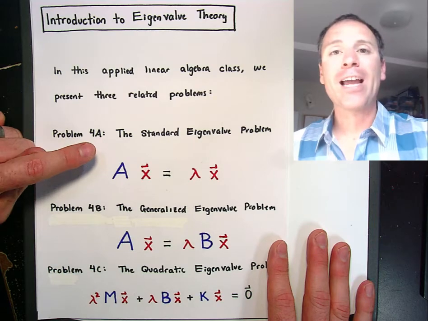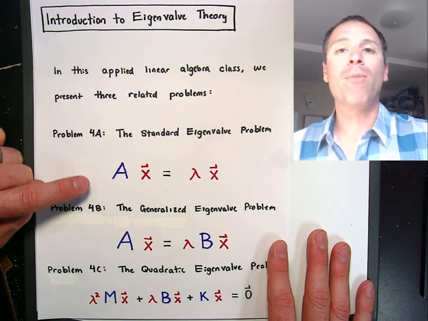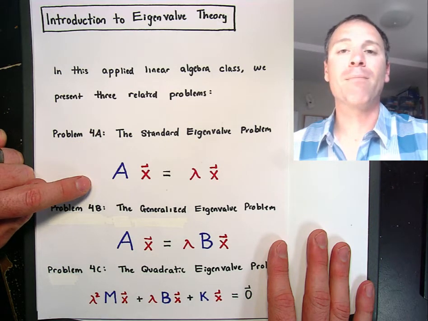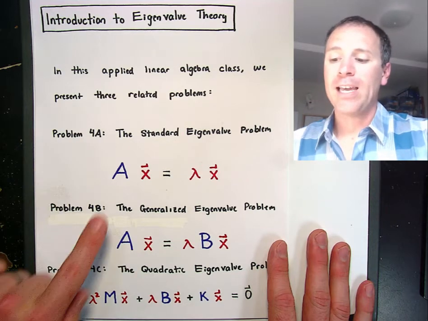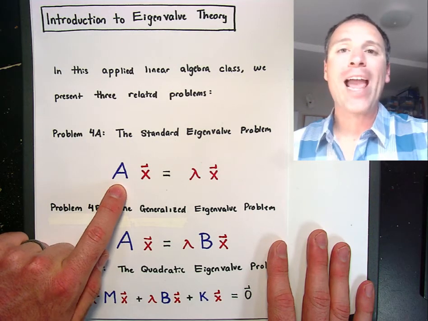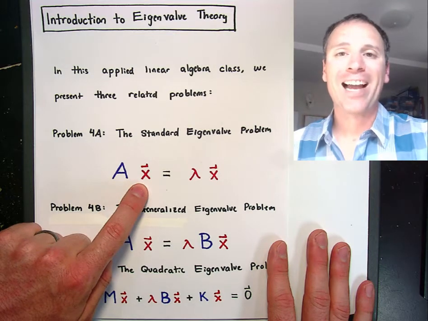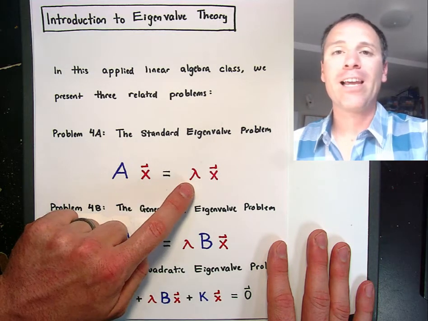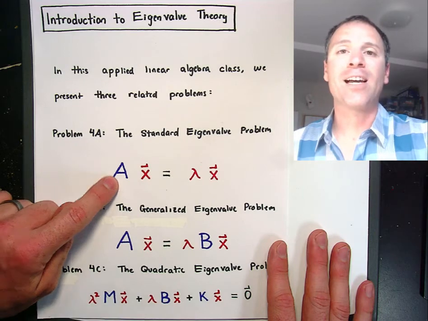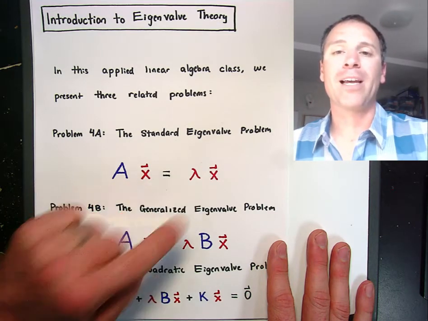The standard eigenvalue problem, which is the most common, seen in most introductory classes, is: given a square n by n matrix A, find a vector x and scalars lambda such that A times x equals lambda times x.